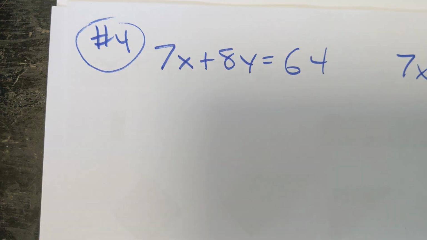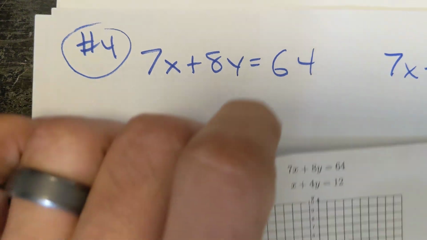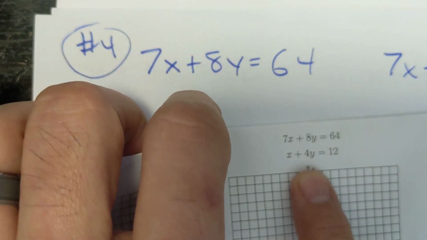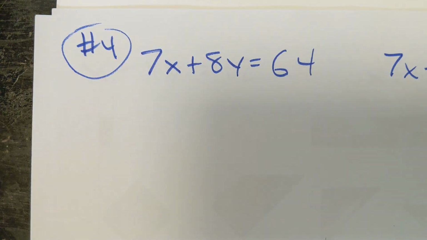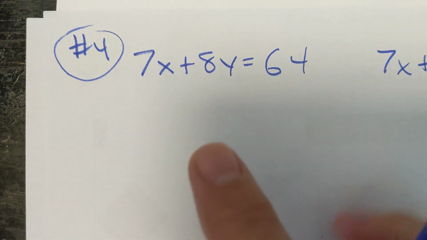All right, number 4 on the graphing side of the homework. Both equations are in standard form, so for each of these I'm going to do both ways, so that depending on what method you like better, you can see both.